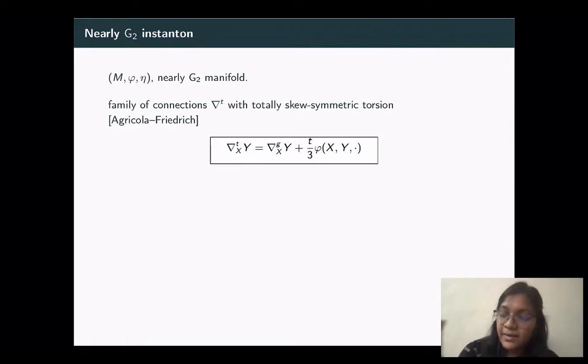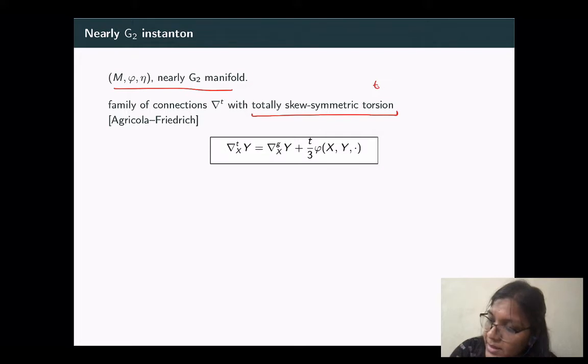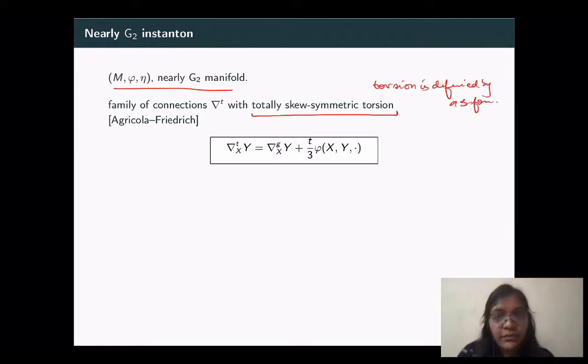From now on, I will always fix M, phi, eta to be a nearly G2 manifold, and on this manifold we'll describe this family of connections nabla T with totally skew symmetric torsion. What totally skew symmetric torsion means is that the torsion is defined by a 3 form. This family of totally skew symmetric connections is studied in detail by Ilka Agricola and Thomas Friedrich in many papers, and the family is given simply by this.